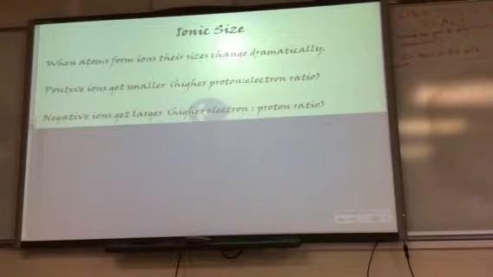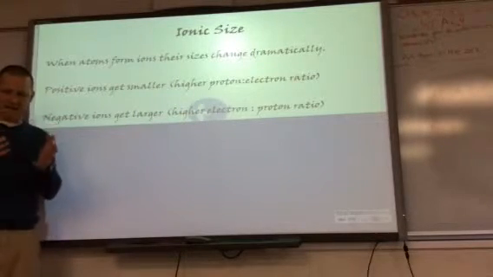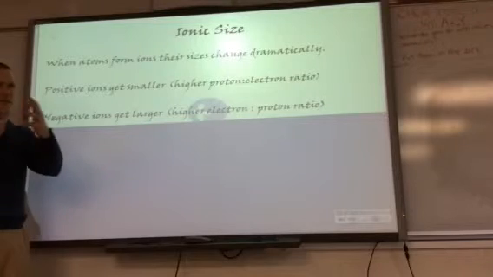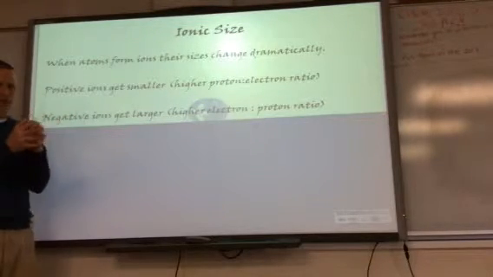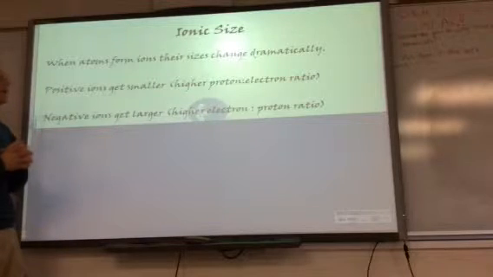So what happens with ionic size is you have to think of it as how the protons in the nucleus are related to the number of electrons on the outside. When you have the same number of protons as electrons, it depends on how far to the right the element is as to how much the electrons are drawn in.